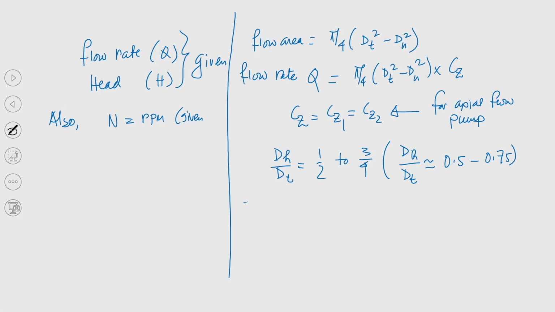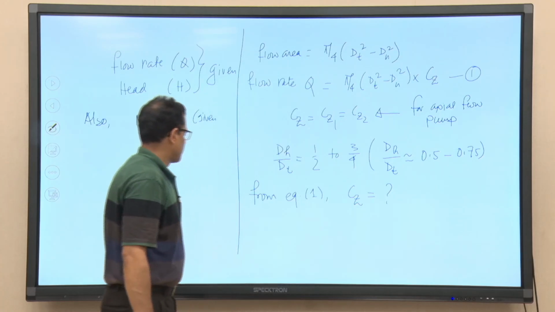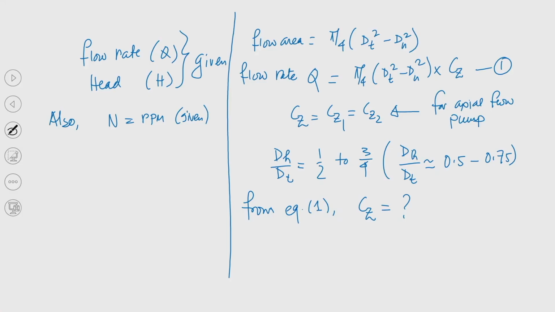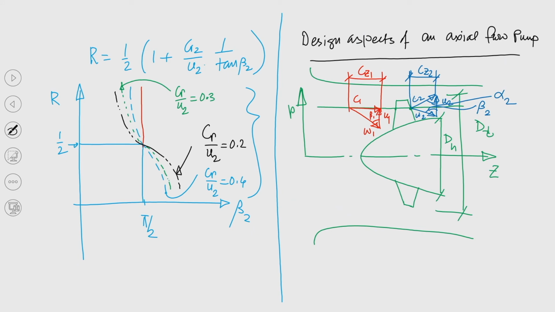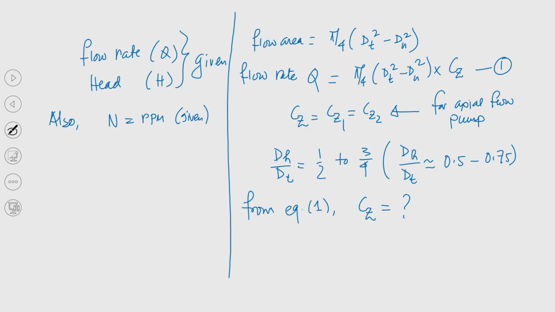What we can do? So, from equation 1 we can calculate Cz, right. Cz, that is nothing but Cz1 and Cz2. So, we can calculate Cz. Okay. Next, what we can do, that is given. So, now you can go back to the previous slide. So, if we know Cz and RPM is given, so now N is given, I am writing in the next slide.